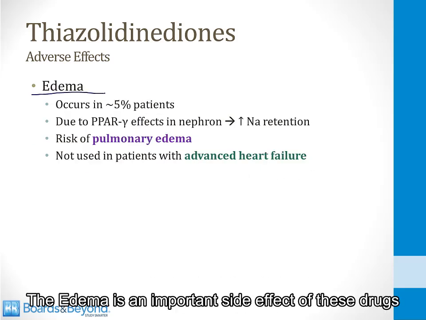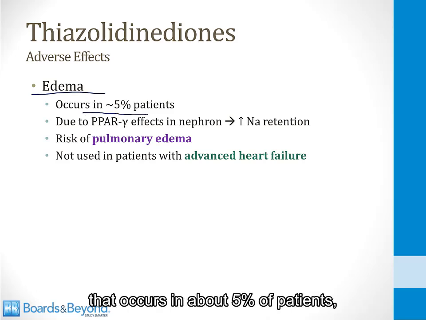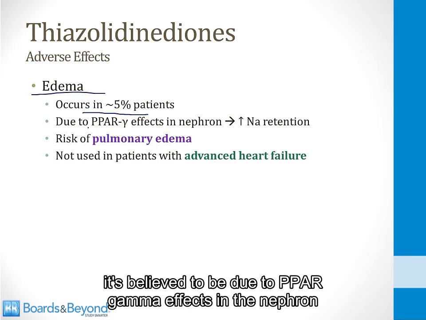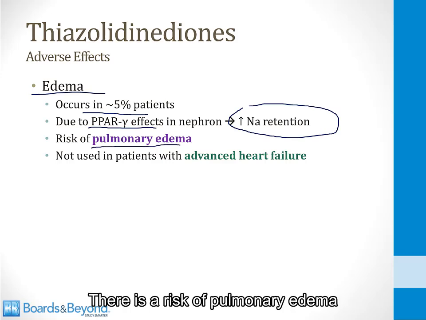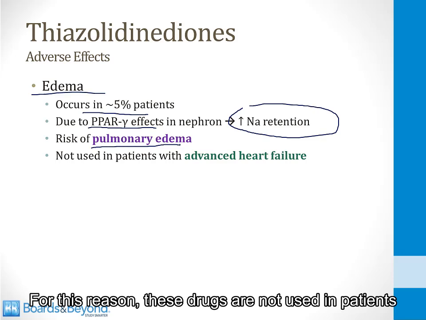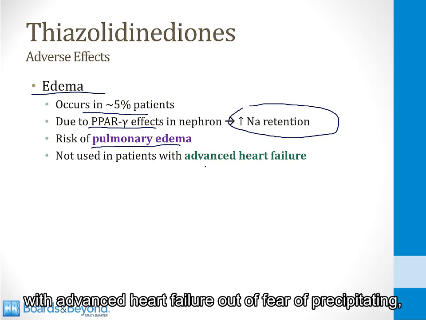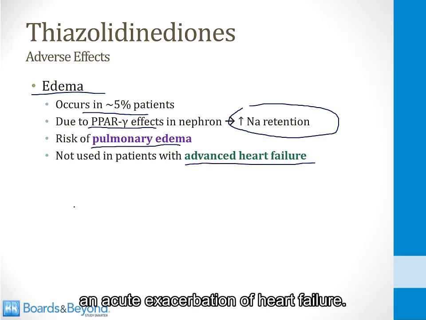Edema is an important side effect of these drugs. It occurs in about 5% of patients. It's believed to be due to PPAR gamma effects in the nephron that lead to increased sodium retention. There is a risk of pulmonary edema from all the fluid retention, and for this reason, these drugs are not used in patients with advanced heart failure out of fear of precipitating an acute exacerbation of heart failure.